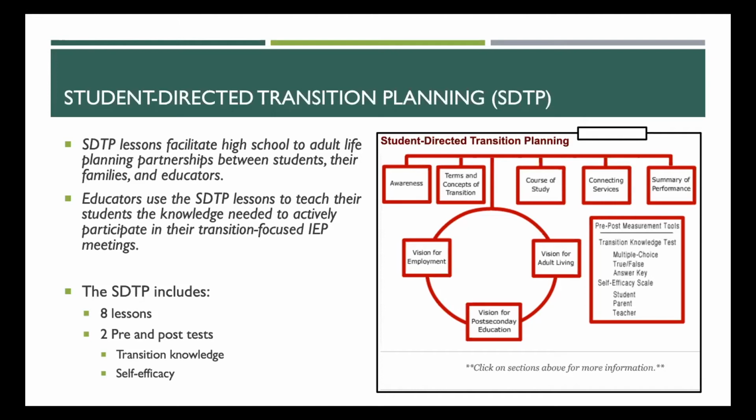So the student-directed transition planning are lessons that are meant to facilitate high school to adult life. And it's this planning partnership that occurs between the students, their families, the educators, basically the entire IEP team. And the reason we chose this one over some of the other materials we have on our website is because student involvement is one of the larger predictors of how well a student will do outside of the high school setting when they leave your classrooms. Understanding their IEP and understanding the types of accommodations and services that they need in order to be successful are incredibly important.